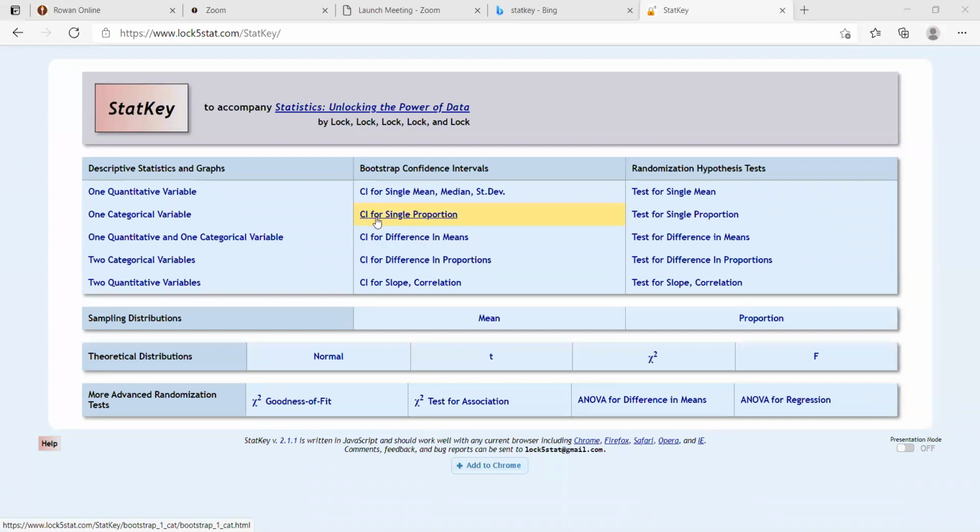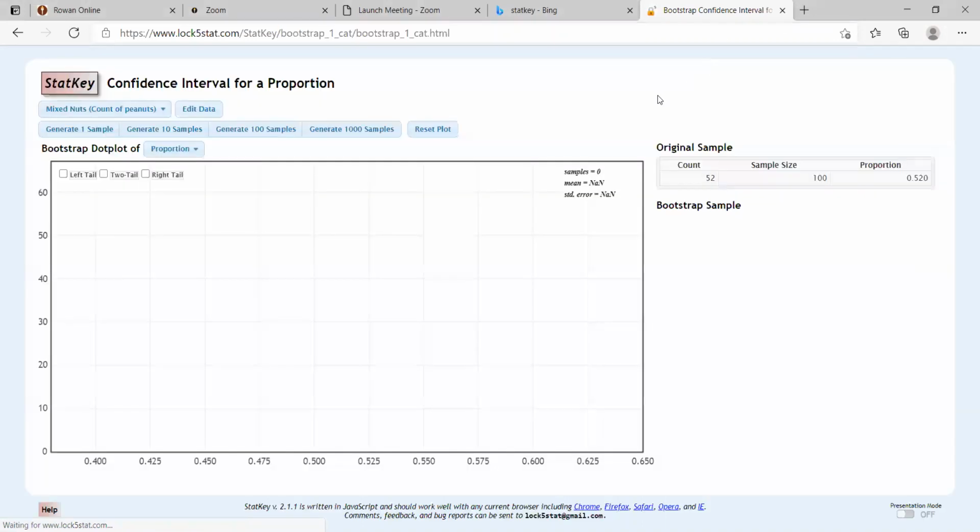CI stands for confidence interval, single proportion, that's what we want. All right, can you see this okay? Everybody see this? Yes. Good. Now with proportions, I'm going to create the data myself here.